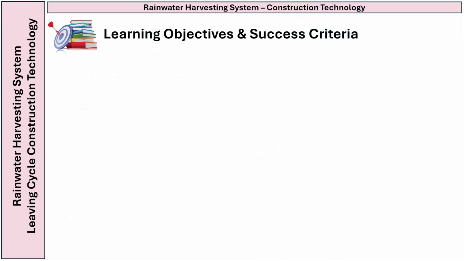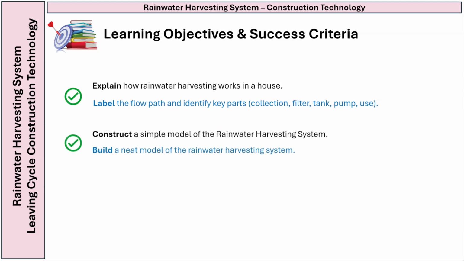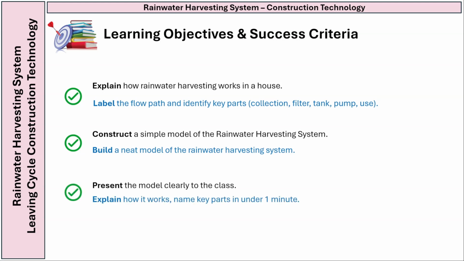The learning objectives and success criteria involved in this 80-minute lesson include explaining how the rainwater harvesting system works by labelling the flow path and identifying the key parts, constructing and building a simple model of the rainwater harvesting system, and presenting the model clearly to the class by explaining how it works, naming the key parts in under 1 minute.